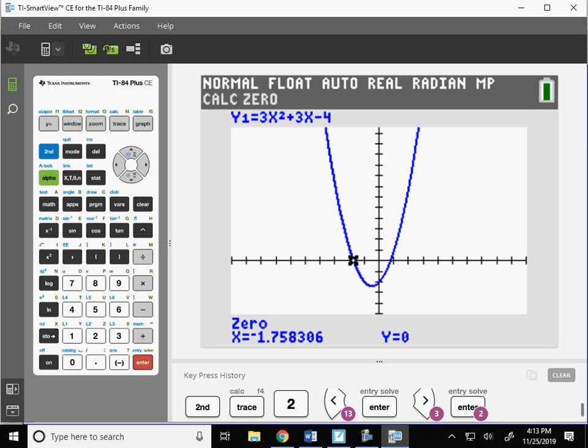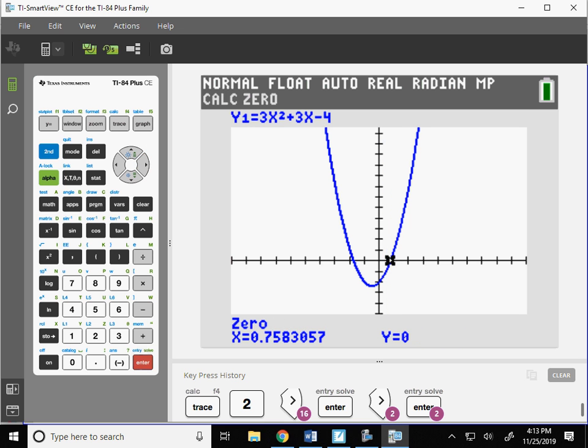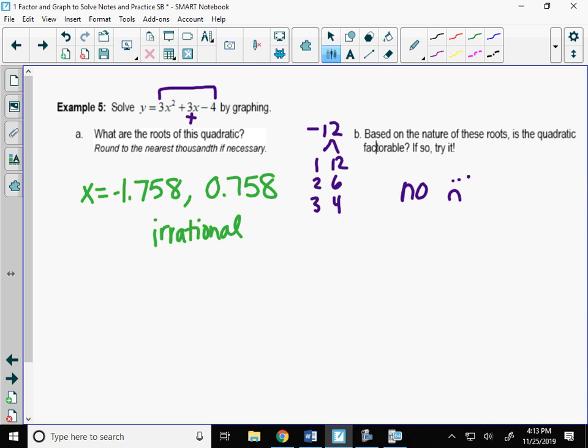So the last root here, second trace again. This time I'm starting below the axis. Hit enter. Go above the axis. And 0.758. Again, doesn't seem rational here. But let's see if we can factor it. Those look irrational, so I don't think we can factor it. But let's try. I would need to find two numbers that multiply to -12 and add to 3. Like 1 and 12, 2 and 6, 3 and 4. There's no way those can add to 3, so you cannot factor that quadratic.